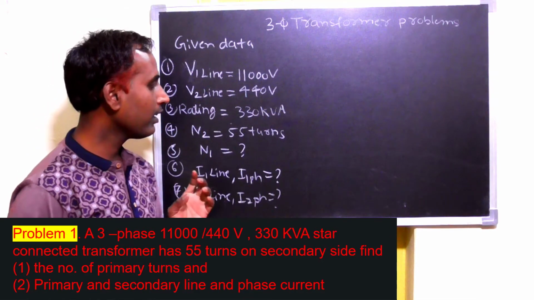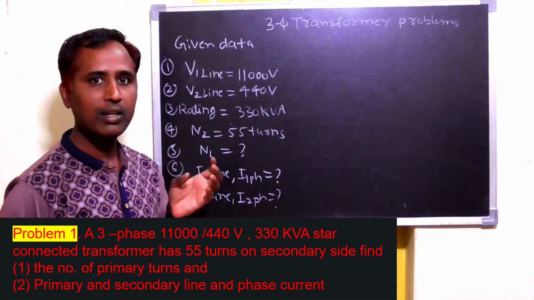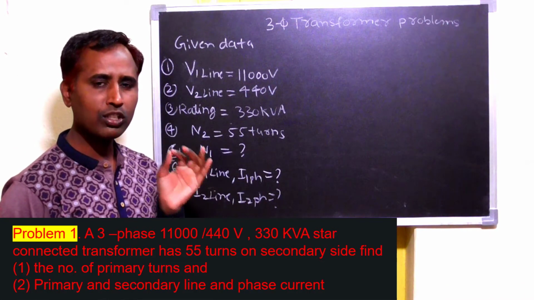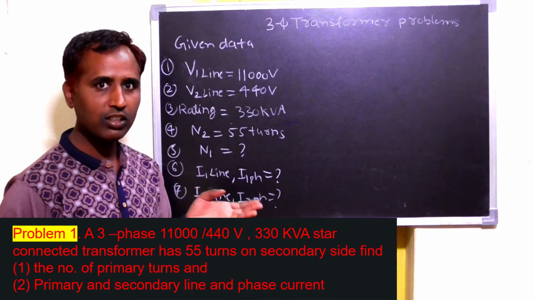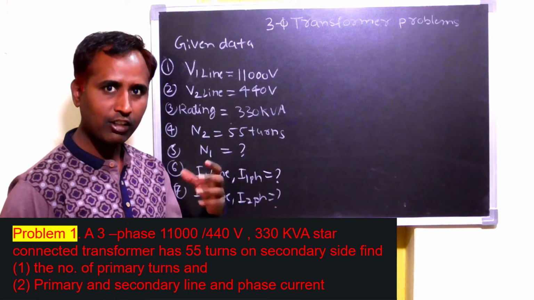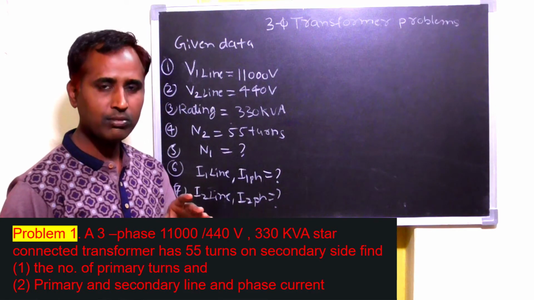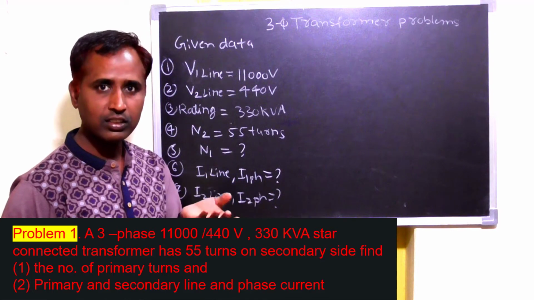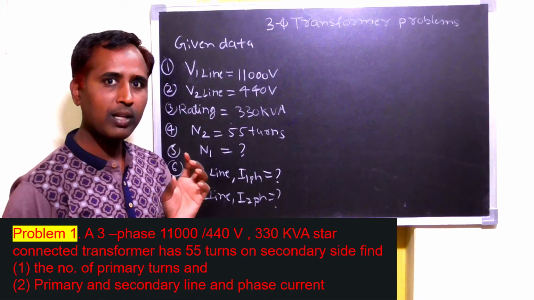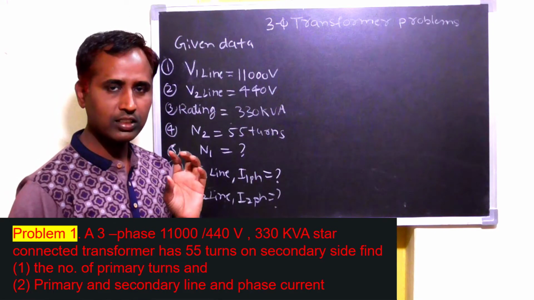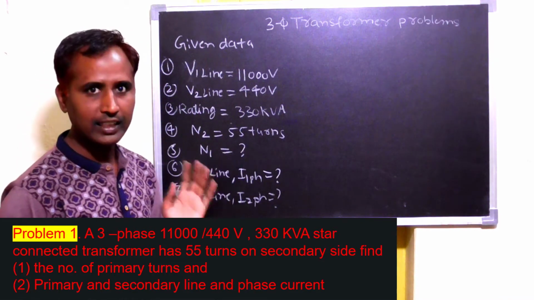So here some formulas are there, like the transformation ratio. This is the most confusing formula in the three-phase system. I solved 3-4 problems and got stuck on the transformation ratio. I don't know what the voltage transformation ratio is, and I don't know what the turns transformation ratio is. I can't understand this formula. Okay, we will see now.